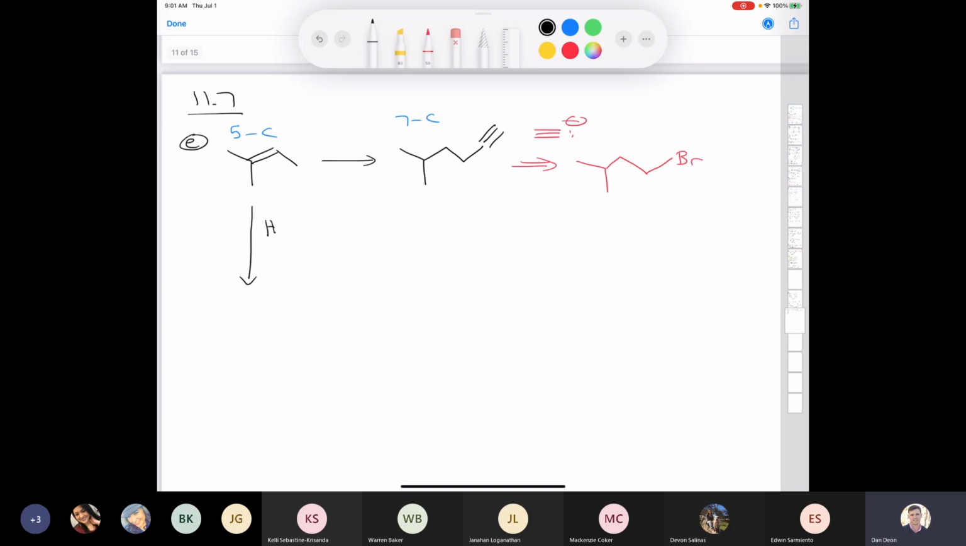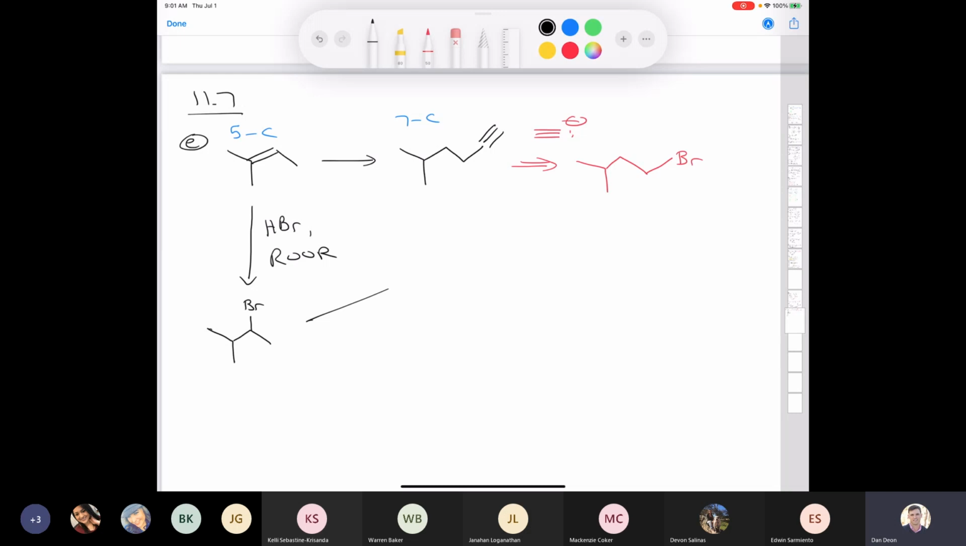Would my first step be HBr or HBr and peroxide? So peroxides, what am I doing here? Would I start with a Markovnikov or anti-Markovnikov addition? Yeah, you'd want to start with an anti-Markovnikov addition of HBr across the double bond. So you'd end up with this, like this.